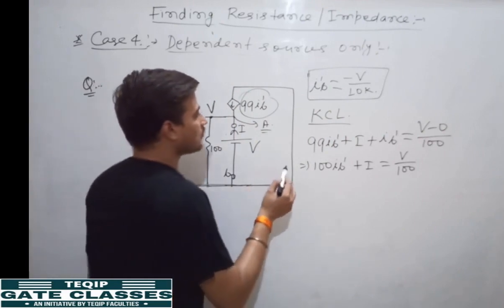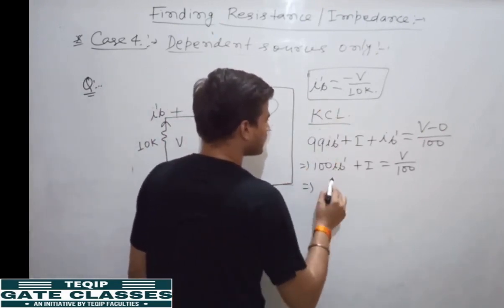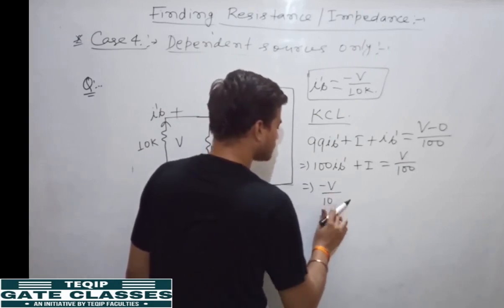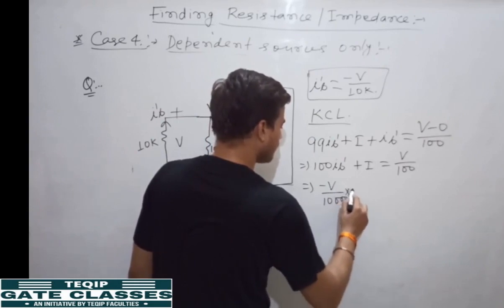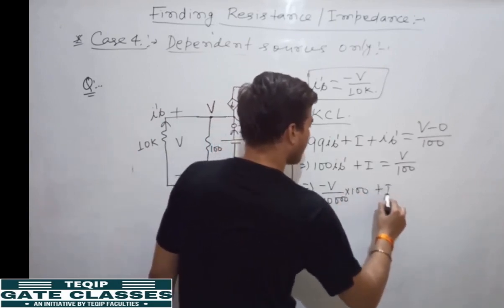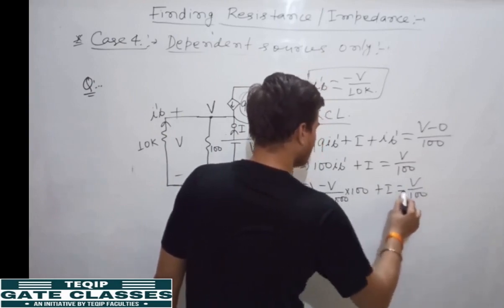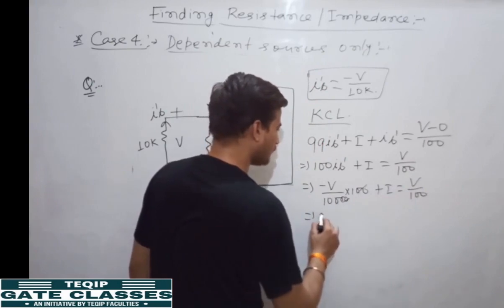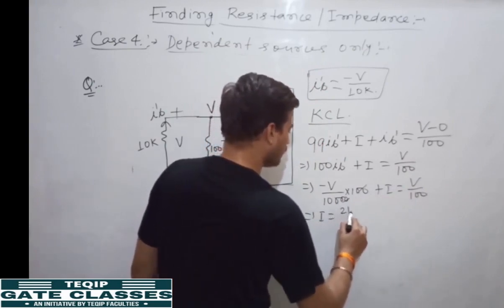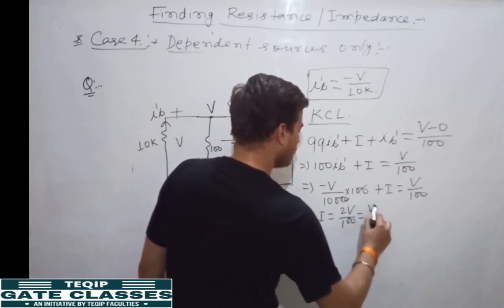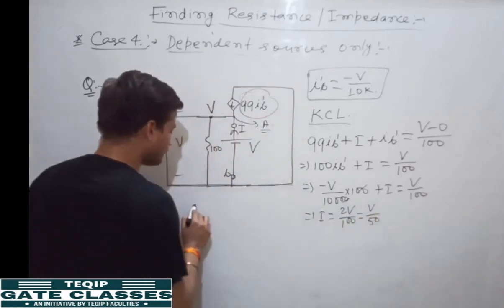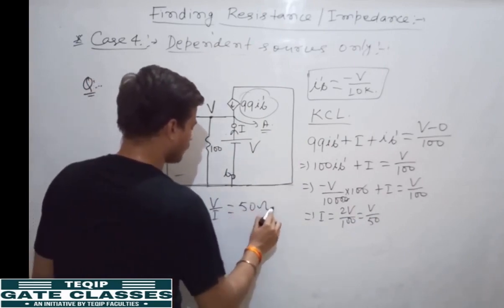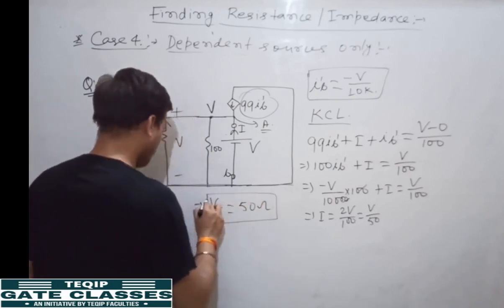Now instead of IB dash we write minus V divided by 10K. 10K means 10,000, into 100, plus I is equal to V by 100. So it will be minus V by 100 plus I equal to V by 100. So you can write I equal to 2V by 100, that means V by 50. So V by I is equal to 50 ohm.